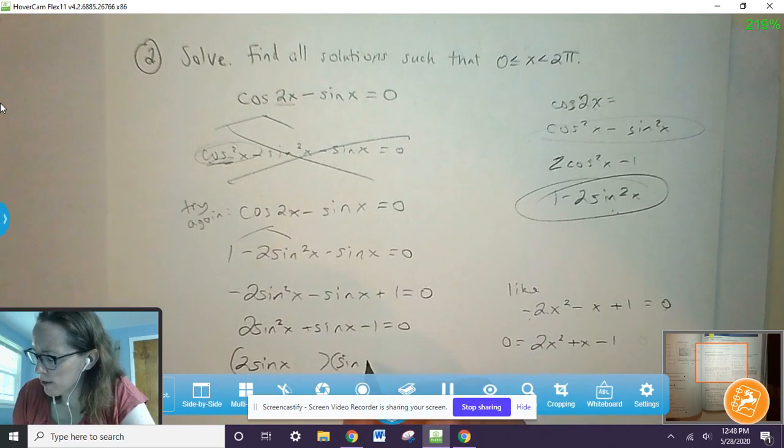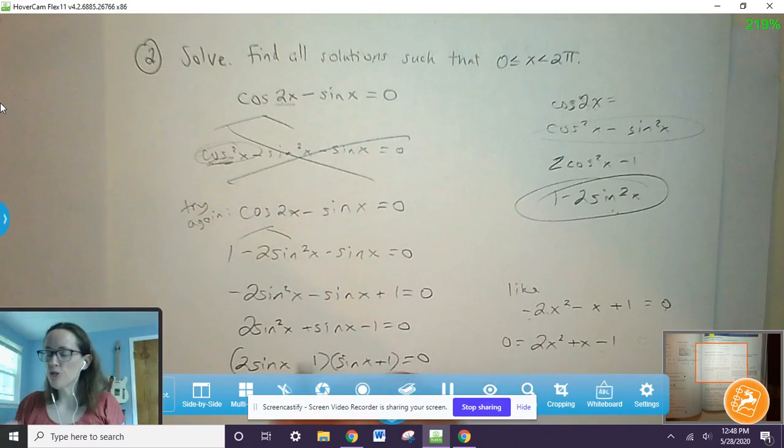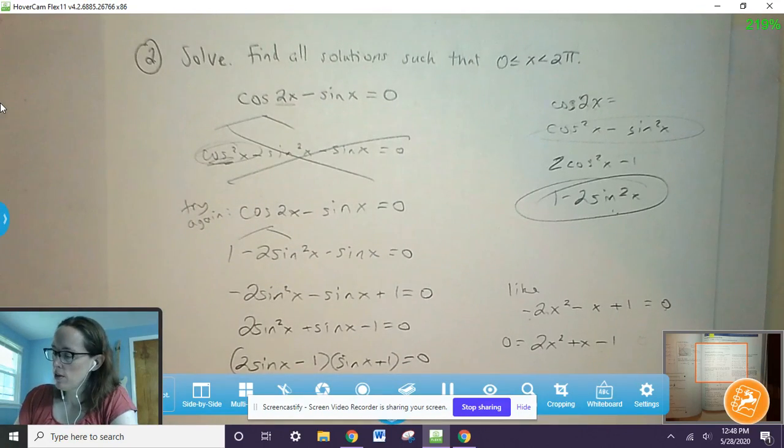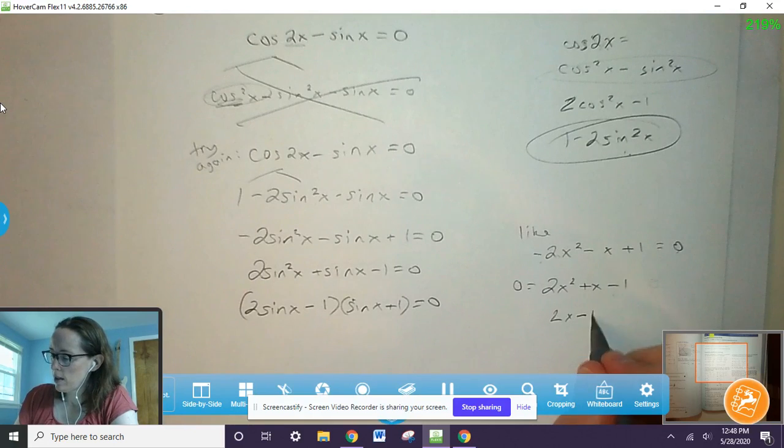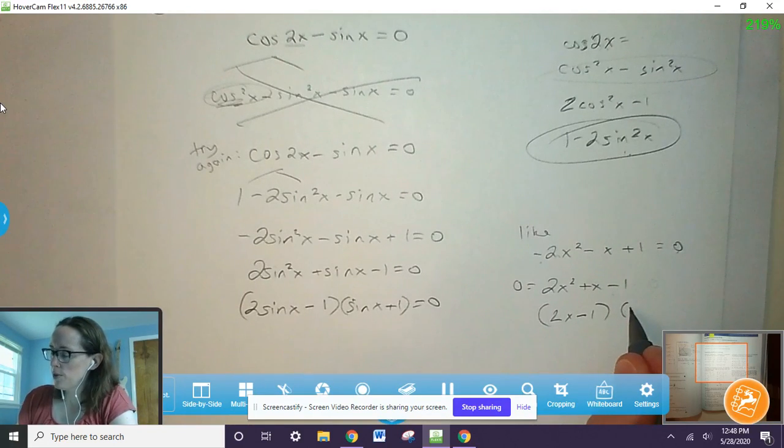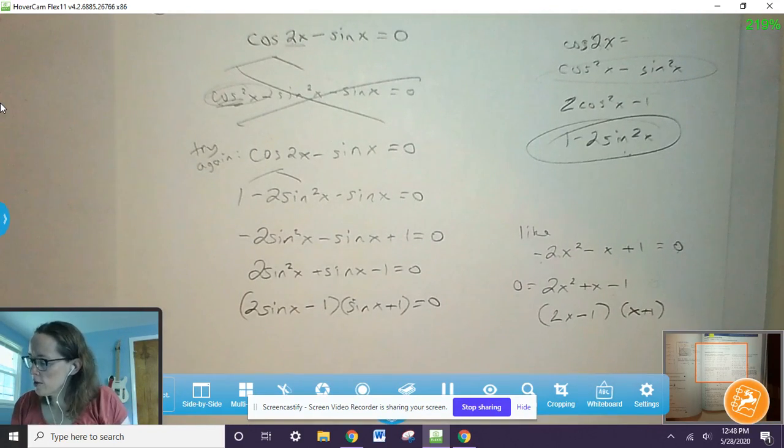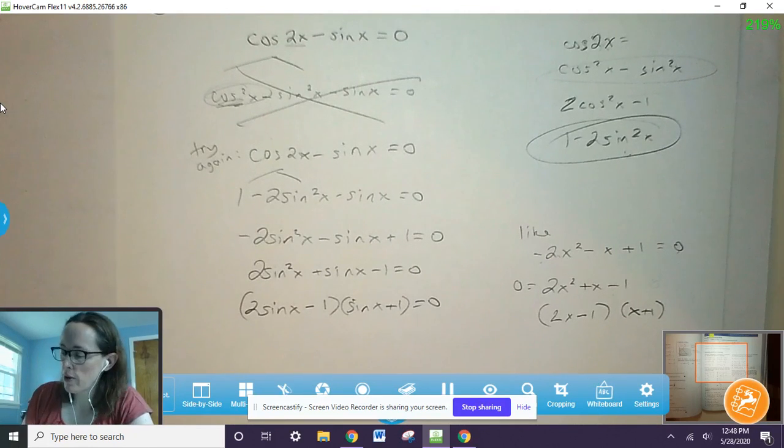Some people don't mind factoring with the negative. I don't like it myself. Once you've factored, you're going to have the same structure as 2x minus 1 and x plus 1. Check your outers and inners to make sure you have all the right signs. And then you can solve these 2 equations.